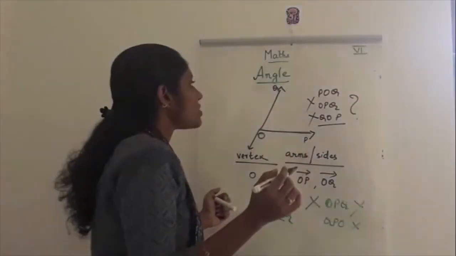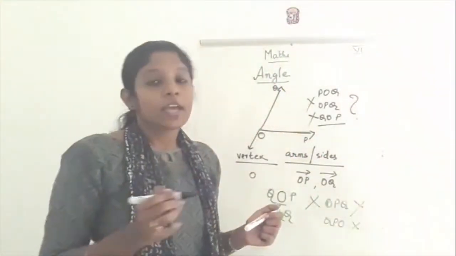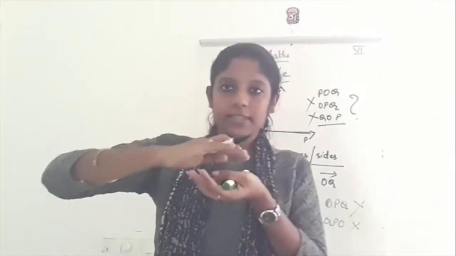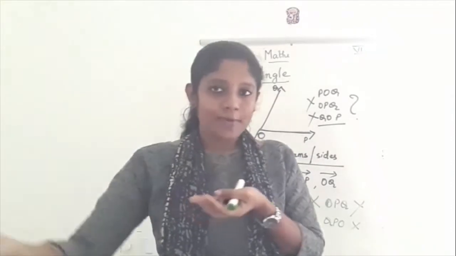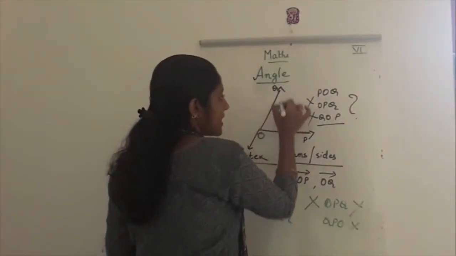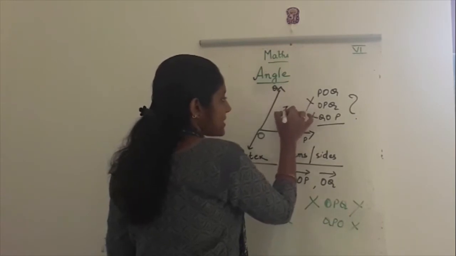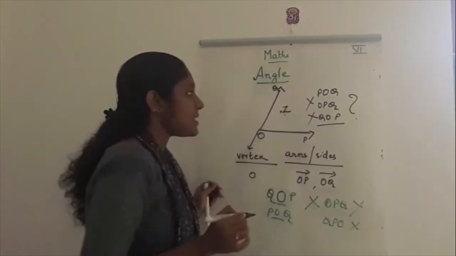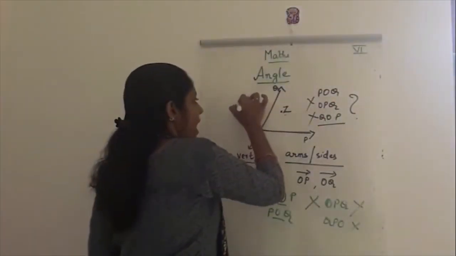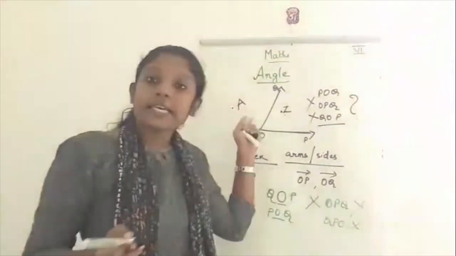Next you are going to learn what is the interior of an angle. You have learned it already in polygons. Interior means inside, and exterior is outside. Same here: if a point is inside the angle, for example this is Z, then Z is in the interior of the angle. If you name a point A outside the angle, A is in the exterior.